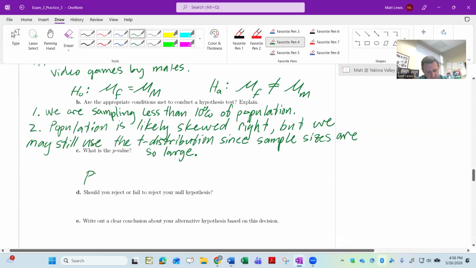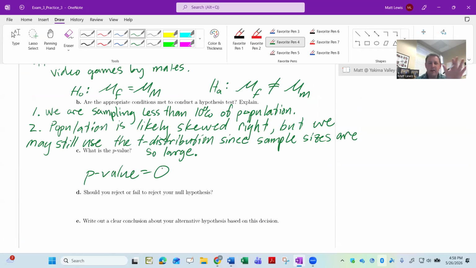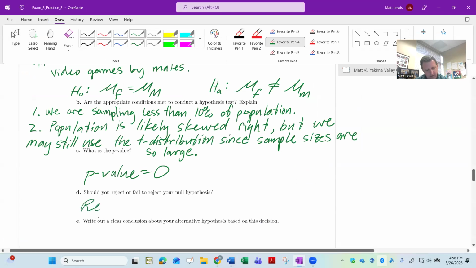When you get a p-value of 0, what that's telling you is that if the null were true, samples like yours should never happen, right? They should never be that lopsided between males and females if the null were true. So that means we are going to definitely reject this null hypothesis, right? Since the p-value is definitely smaller than the level of significance.